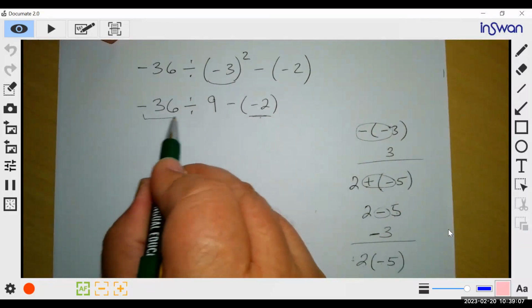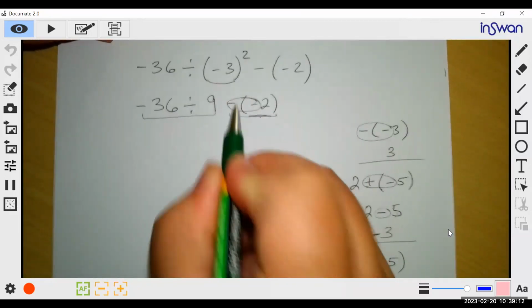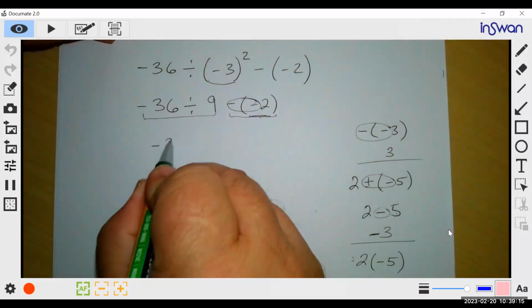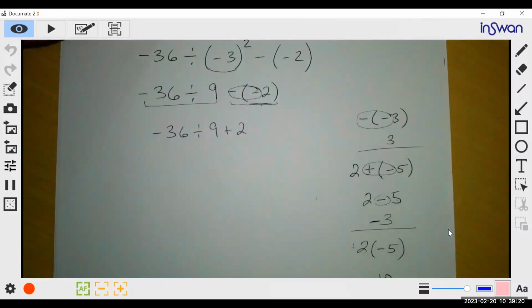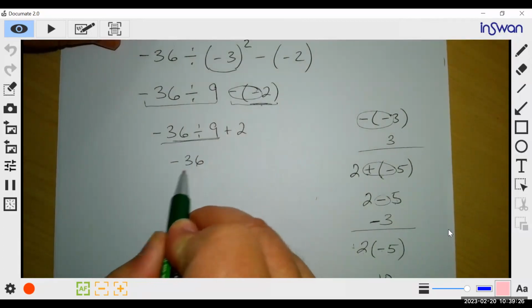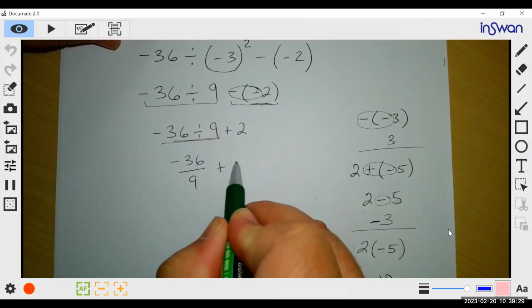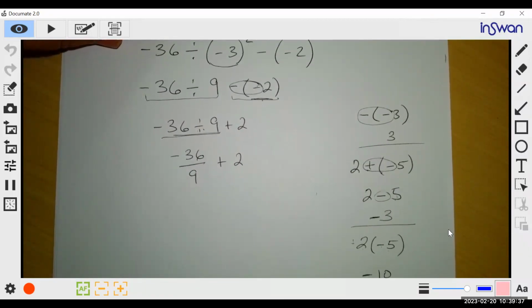So here we have a division, here we have a multiplication. But we have 2 signs here. It becomes a what? Now, the way you can rewrite this one is like that. That's what that division sign means. So is the answer going to be positive or negative for this one? 36 divided by 9.